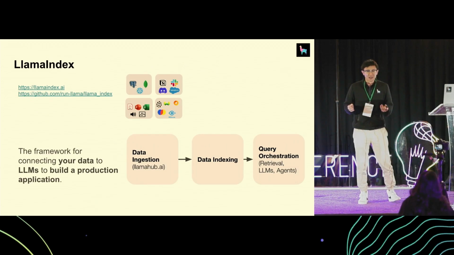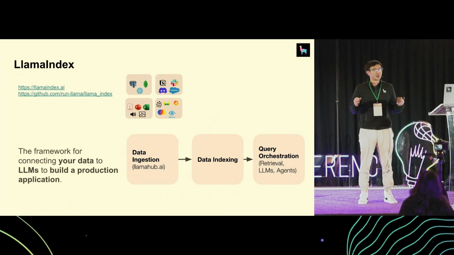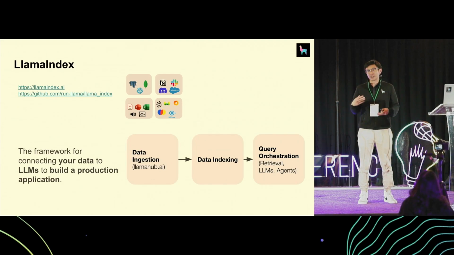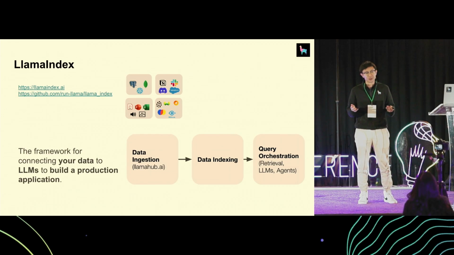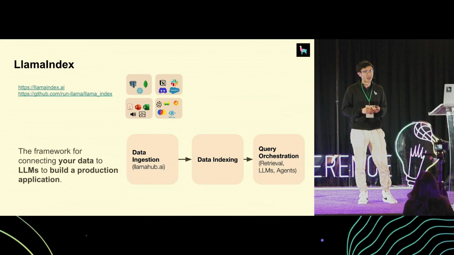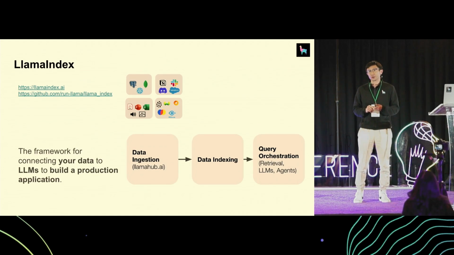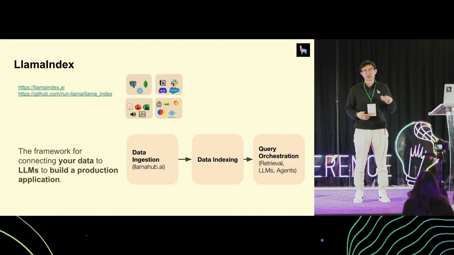So Llama Index is a framework for connecting your data to LLMs to build a production app, right? If you're building a chatbot, a workflow automation tool, or document insight extraction and intelligence, we provide the core toolkits for you to do that as a developer. We provide data loaders, data indexing, and query orchestration. This includes everything from retrieval to prompt orchestration with LLMs, to the subject of the talk today, which is how do you craft these higher level abstractions of agents and what does that really mean?